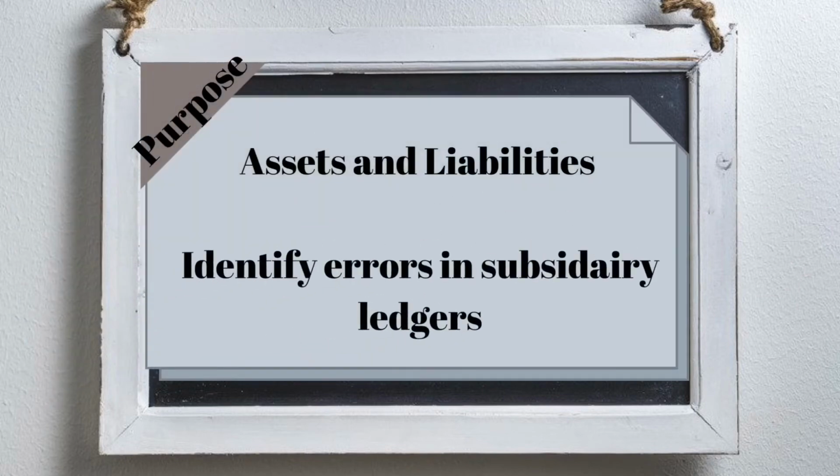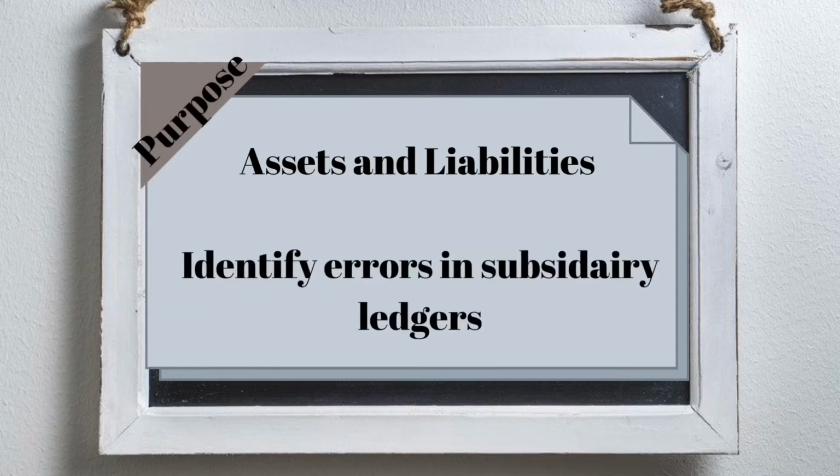Assets and liabilities. I say assets and liabilities because we are speaking of debtors and creditors. When someone owes the organization, it's an asset to the company, but when the company owes someone or a company, then it's a liability to the company.